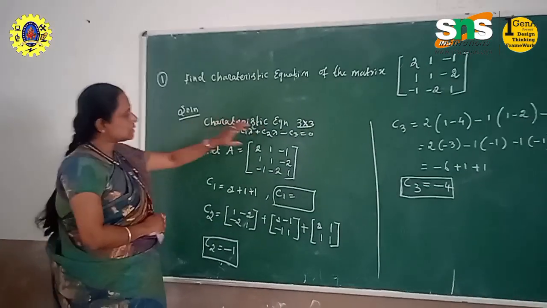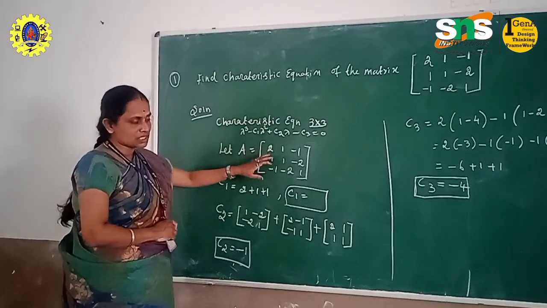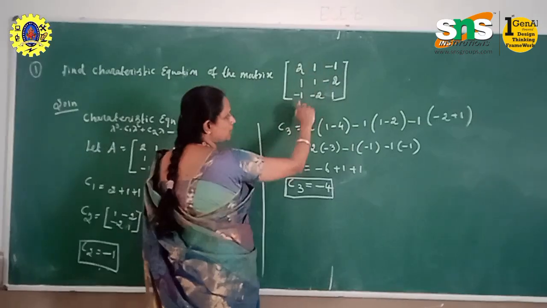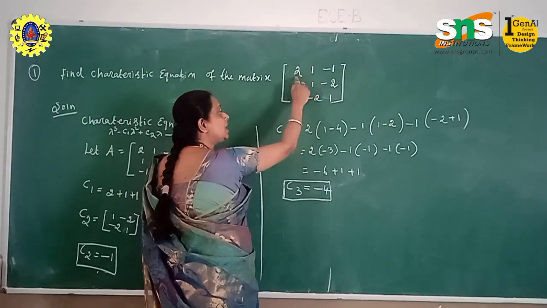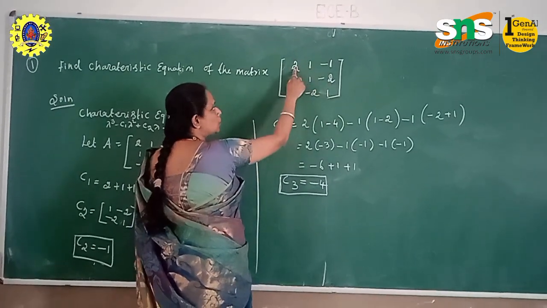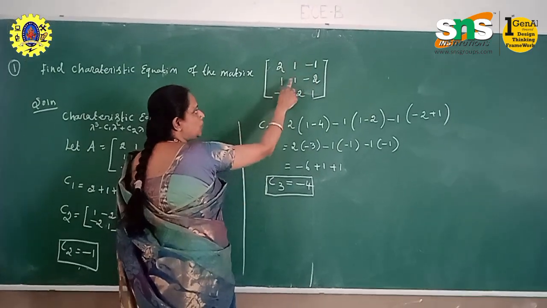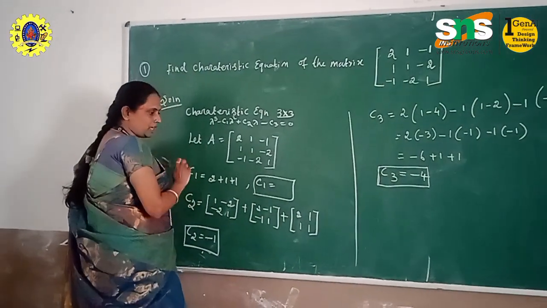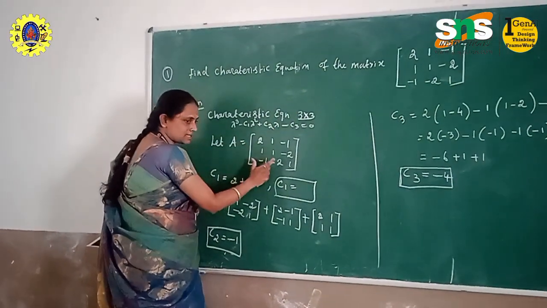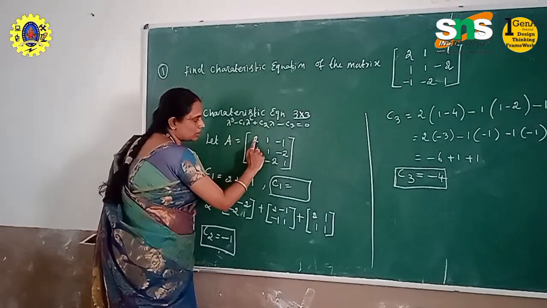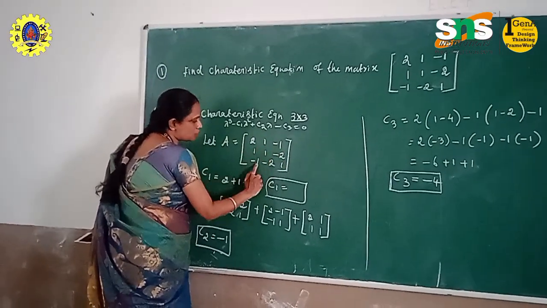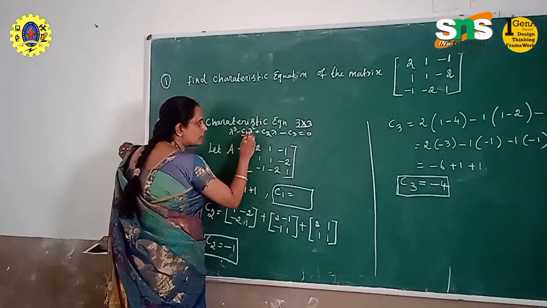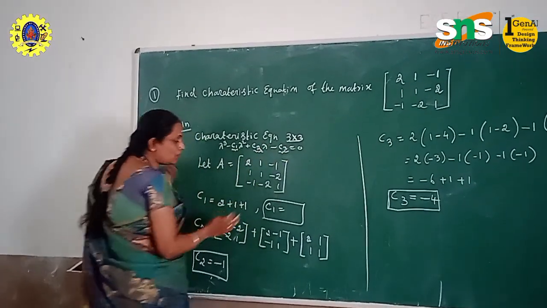Using this 3 cross 3 characteristic equation, we have to solve this problem. It is a 3 cross 3 matrix, that is 3 rows and 3 columns: 2 1 minus 1, 1 1 minus 2, minus 1 minus 2 1. First we write the given square matrix. Next we have to find the c1, c2 and c3 values.